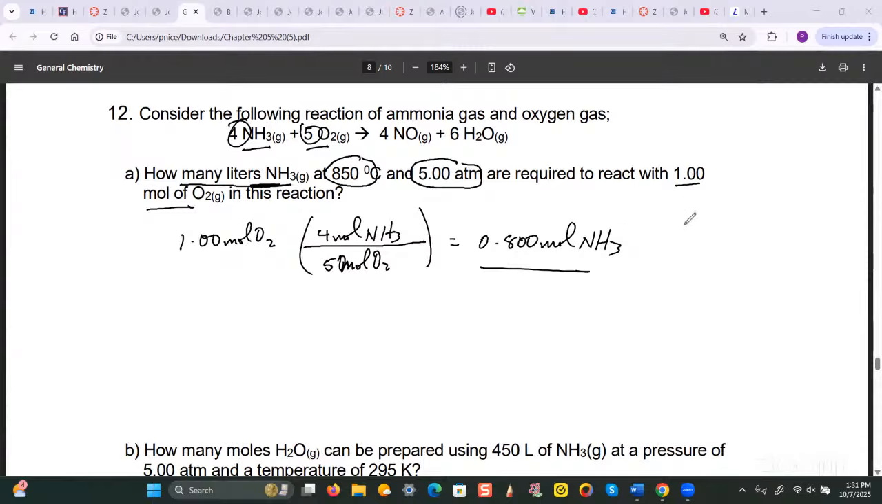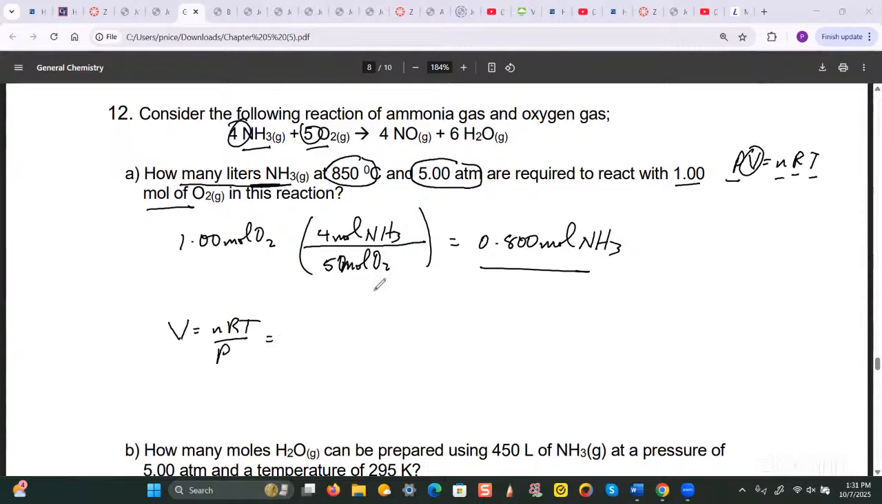What formula would you use to calculate the volume? Use PV equals nRT. Okay, very good. So you use PV is equal to nRT. They gave you the pressure, you determined the number of moles, you know what R is, and they gave you the temperature. So basically, we have to solve for V. So V would be equal to nRT over P.